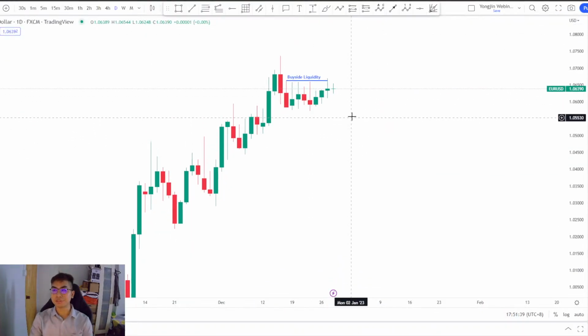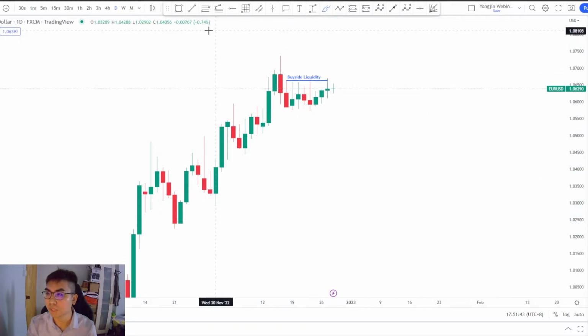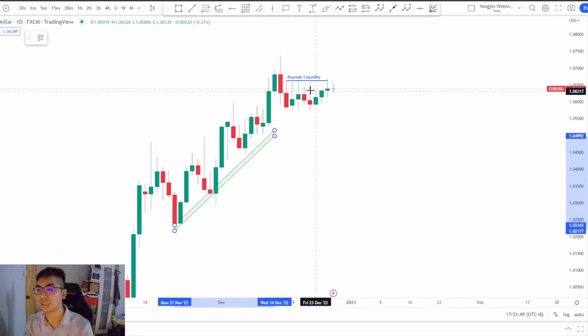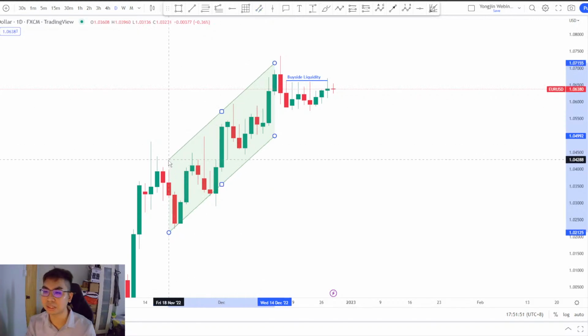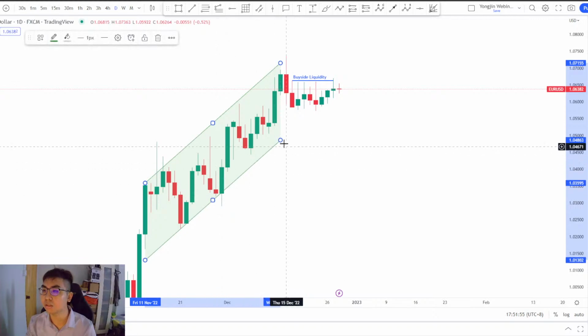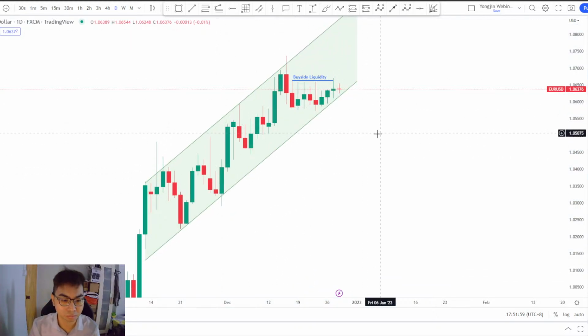So since it's overall very bullish, let me draw a channel out. Okay, so we are actually in a very tight setup there. Price actually went up higher, so it's still within the bullish channel.